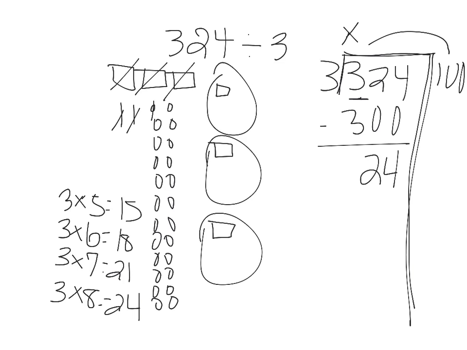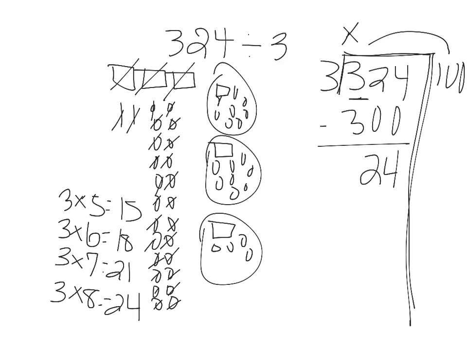Let's see. 1, 2, 3, 4, 5, 6, 7, 8. Again, 1 through 8 for each of the groups. Ooh, that worked out good. So how many did we give to each group? We gave 8 ones to each group.